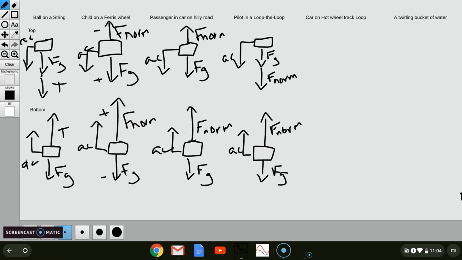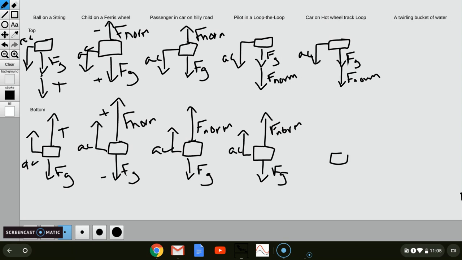All right, car and Hot Wheel track loop. So the car just goes through the Hot Wheel track and we make it into a loop, so it's going around a loop. It's very similar to the pilot in the loop. So if we do the top of the loop, the car is going to have a force of gravity acting on it. Again, the track is above the car, so the track will push the car down. So that means that the normal force is down again. At the top, we get a centripetal acceleration down, which makes sense.